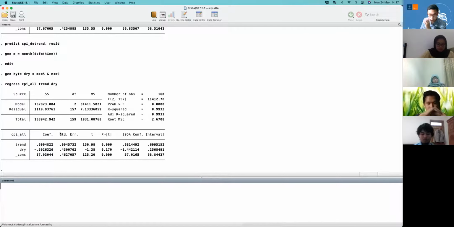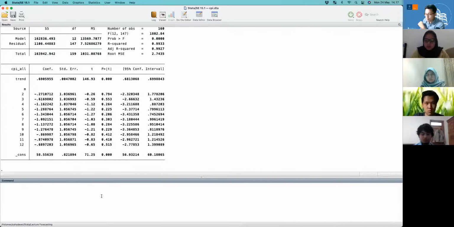Okay. Now you can also be more general. All right, fine, I don't need to distinguish between the dry and the monsoon season, but I want to control for the seasonality that occurs month to month. That's also possible. And the way to do it is to regress CPI all on the trend as well as on the month variable. So in this particular case, you have a general seasonal pattern across months that you control for and acknowledge in the data.